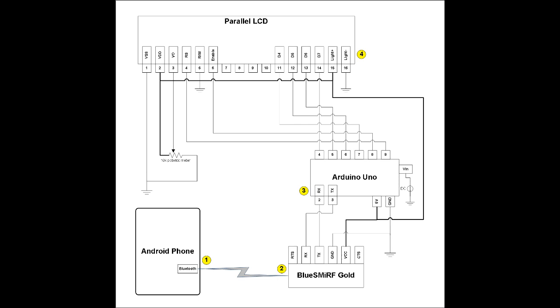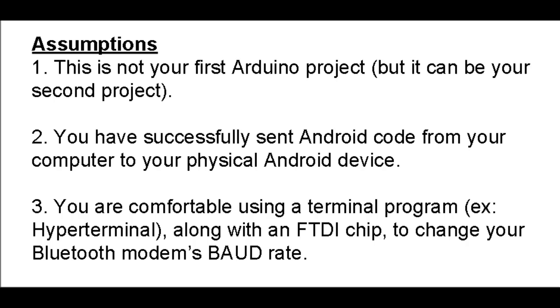display. So the magic happens with the Android phone having built-in Bluetooth capabilities, and it talks to a Bluetooth modem represented in number 2. And that all happens through the RX and TX line between the Uno and the BlueSMiRF Gold Bluetooth modem. And then the parallel display is pretty straightforward. All the code is on Instructable, so you'll get a chance to see all these diagrams and code.